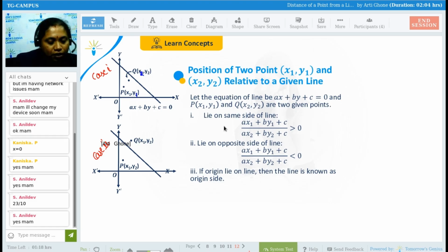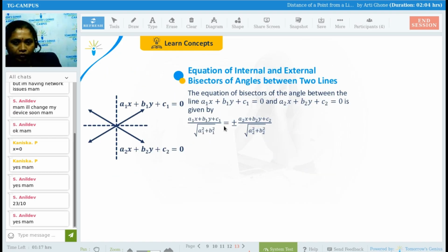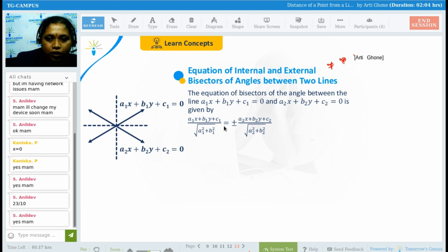What will it be? Opposite sides of the line. And if the origin lies on the line, it is known as on origin side. Clear? So that is not a big deal. The third one is not a useful case, but these two, positive and negative, are clear. Now, the important part.